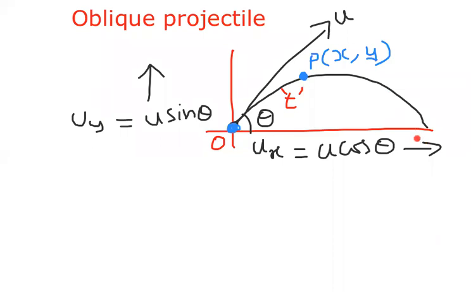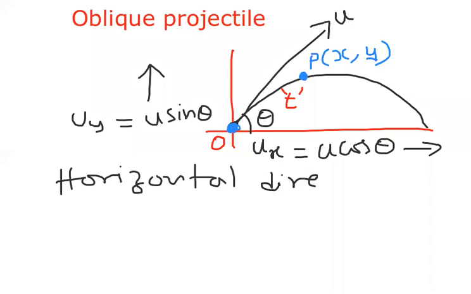What I did was project a body at an angle theta with the horizontal from O, and it reached point P. Here x is called horizontal displacement, y is called vertical displacement. The body is traveling simultaneously in the horizontal as well as the vertical direction. So let me first discuss the horizontal direction.